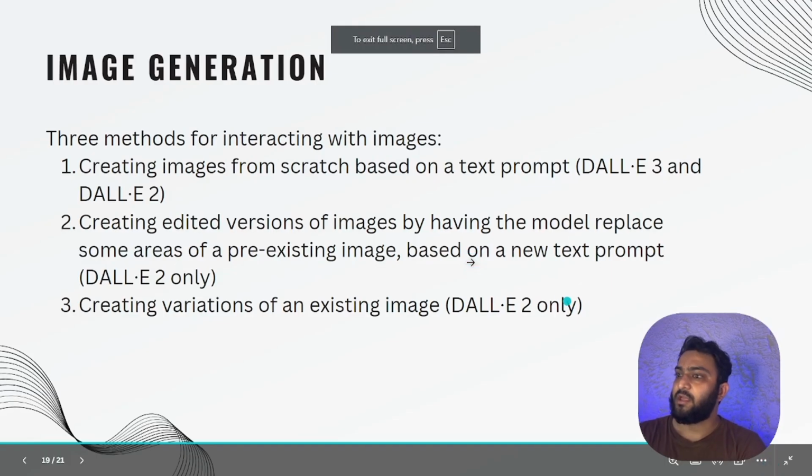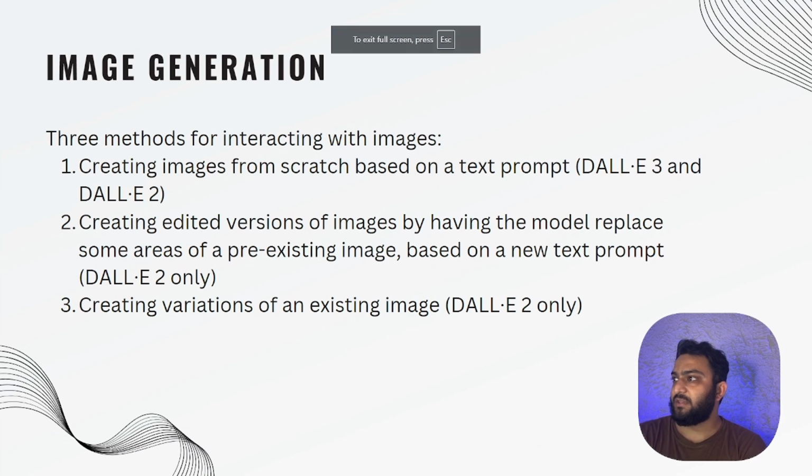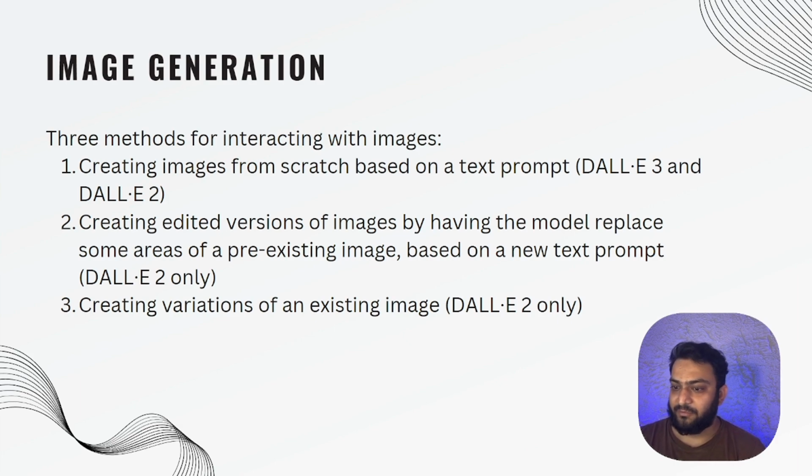There you go. Perfect. So as for the image generation, there are three methods, as I've said before. The first one is basically creating images from a text prompt. So you give a text prompt and it creates an image, and you can use DALL-E 3 and DALL-E 2, both of them, for this thing. However, for the other two, you can only use DALL-E 2, and the other two are, as you can see on screen, creating an edited version of the images by having the model replace some area of the pre-existing image.